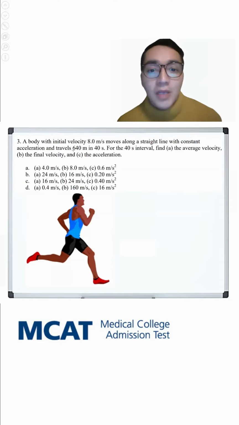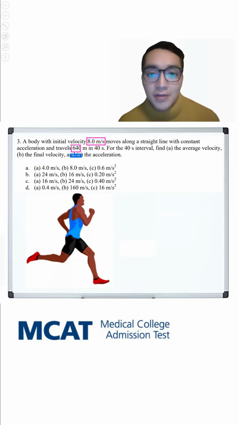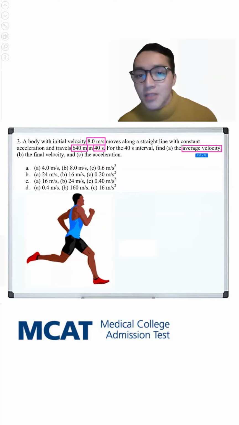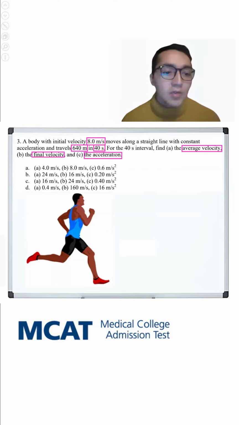Number 3. A body with an initial velocity of 8 meters per second moves along a straight line with constant acceleration and travels 640 meters in 40 seconds. For these 40 seconds, I need to determine the average velocity, the final velocity, and the acceleration. So in this case, I'm going to use the physics formulas to determine these values.